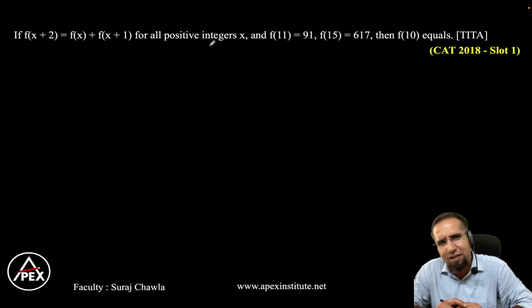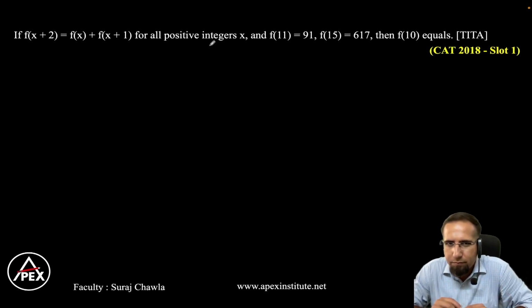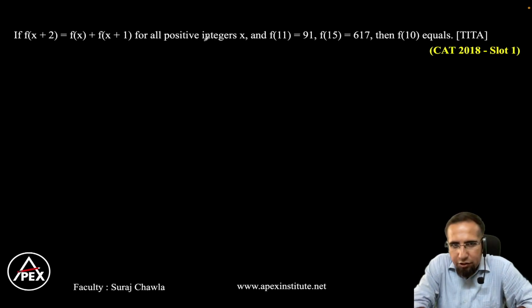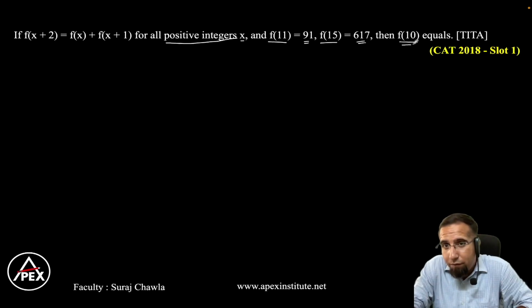Now this was a very interesting question. f(x+2) is equal to f(x) plus f(x+1), for all positive integers x. This is a very important hint given to us. Now f(11) is equal to 91, that means I have to use f(11). And f(15) is equal to 617, that means I have to use f(15) to get the value of f(10).